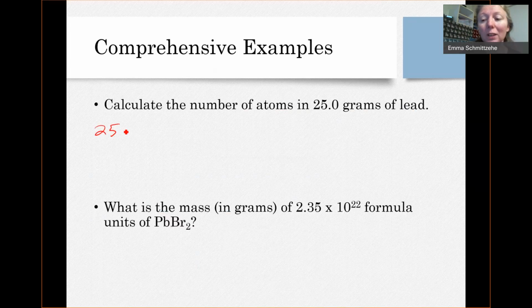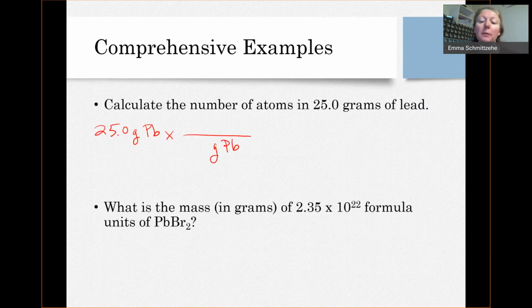So we're going to start with 25 grams of lead. So G for grams, and lead is Pb. Okay. And I'm always going to be doing dimensional analysis. I definitely know I don't want grams of lead, right? That's not my end goal. So I'm going to go ahead and write that in.